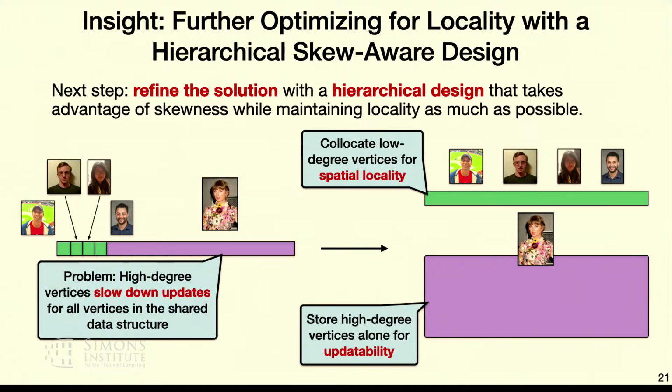So the next step: we started with PPCSR, which is collocating everything into one giant data structure, and that's the picture on the left. The problem with this initial design is that the high-degree vertices slow down updates for everyone. If you want to add degree to a heavy vertex, everybody else has to deal with the heavy vertex in your data structure. So this refined solution uses a hierarchical design that co-locates low-degree vertices for improved spatial locality in cases where it actually matters relative to the degree, and separates out higher-degree vertices, where you already have to read so much data that it doesn't really matter that you save 1 or 2 cache misses, and then tries to optimize the updatability in those.